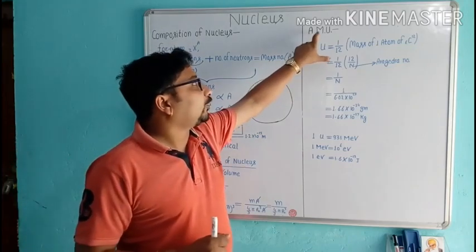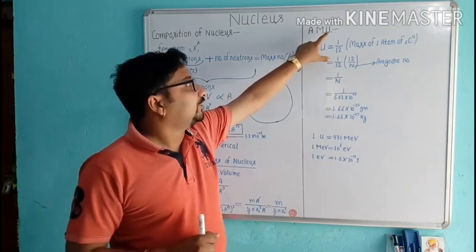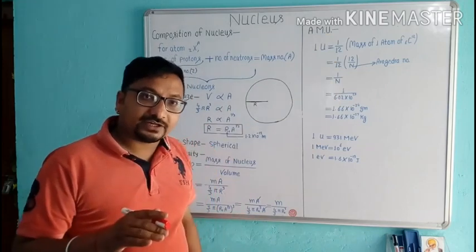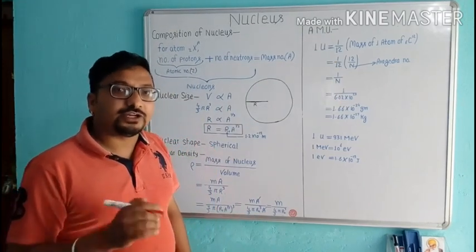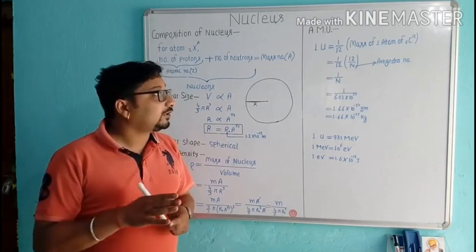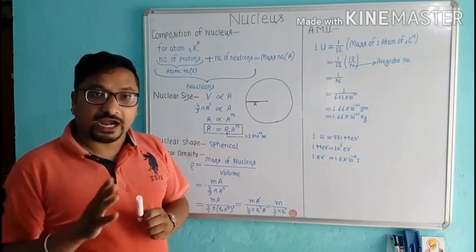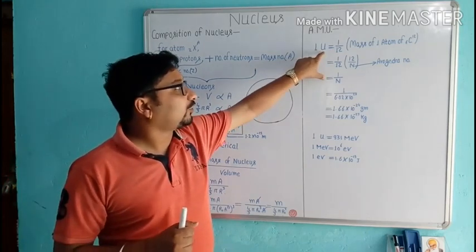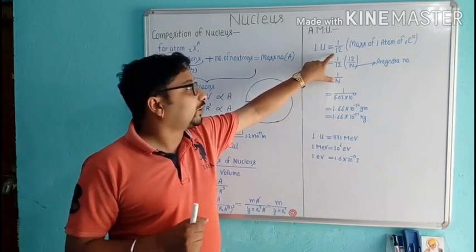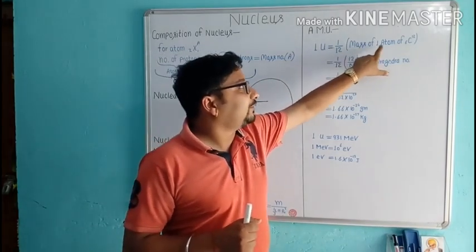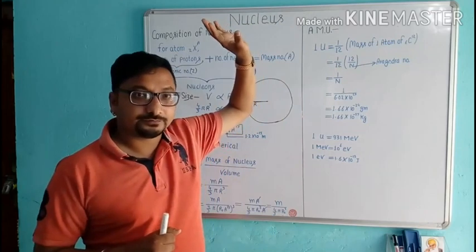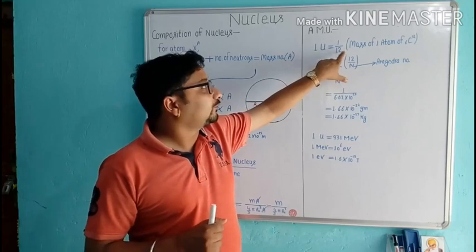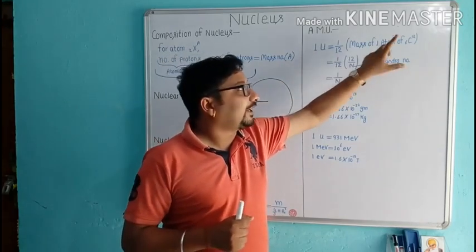Now, atomic mass unit. It is the unit by which we express atomic and nuclear masses. One atomic mass unit, 1 u, is equal to 1 by 12 of the mass of one atom of carbon 12.